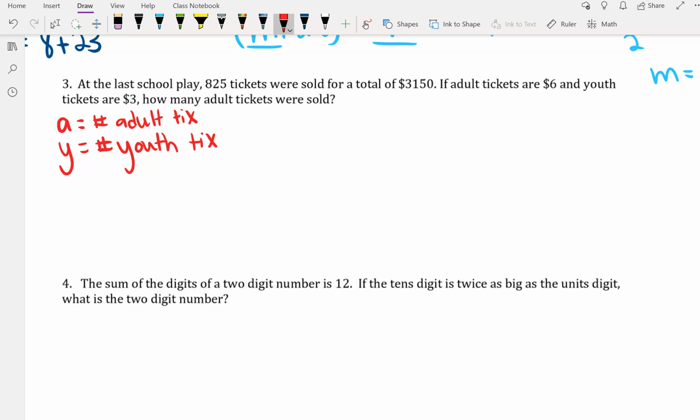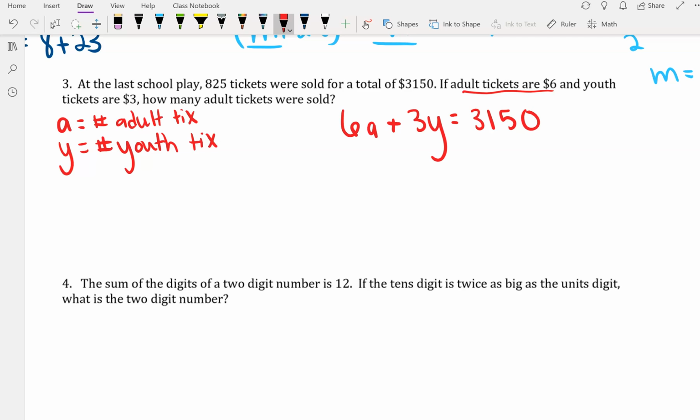We know that adult tickets were $6. So I'm going to write 6A to represent that adult tickets are $6. Plus, I know youth tickets are $3, so I'm going to write 3Y for $3 for a youth ticket. And that equals a total of $3,150. So that's my money equation. $6 for an adult ticket, $3 for a youth ticket equals $3,150 total dollars.